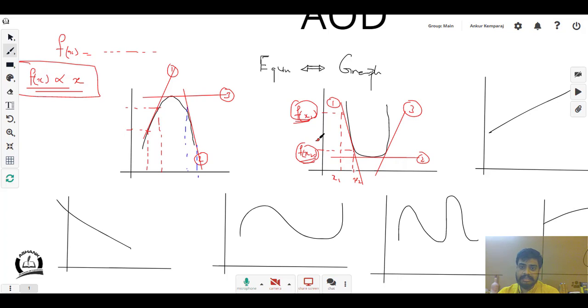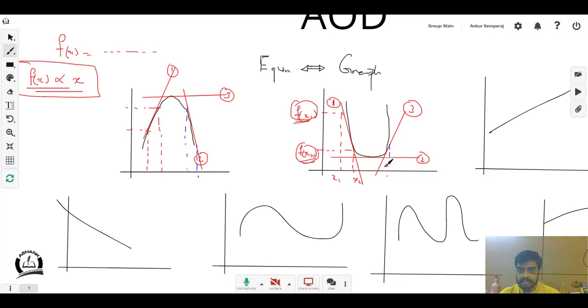This means this is a decreasing function. That means tangent number 1 is representing a decreasing function. Let's talk about tangent number 3. Okay, tangent number 3 on the other case shows the opposite.